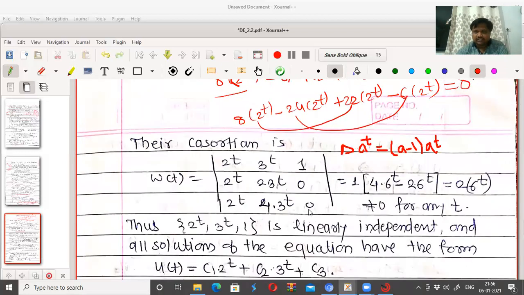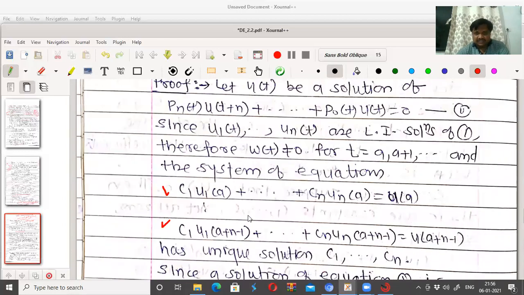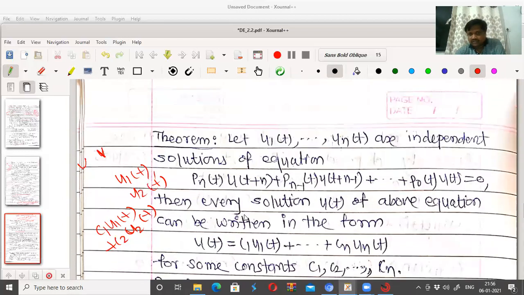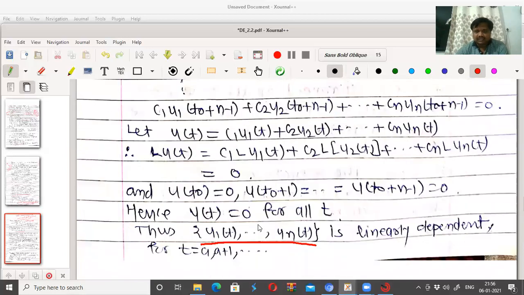So in this way we have used the Casoratian here in place of the Wronskian in differential equations. In differential equations there is a Wronskian, and in difference equations there is a Casoratian. Both play parallel roles. One in differential equations, the other in difference equations. For today, we'll stop here, and the remaining part we'll see in the next lecture.